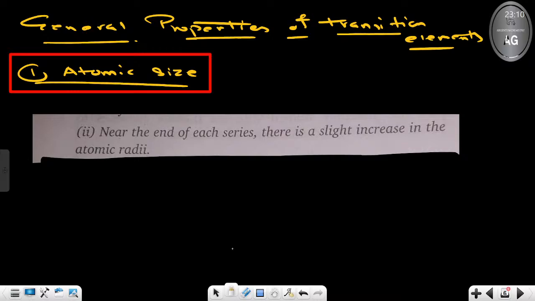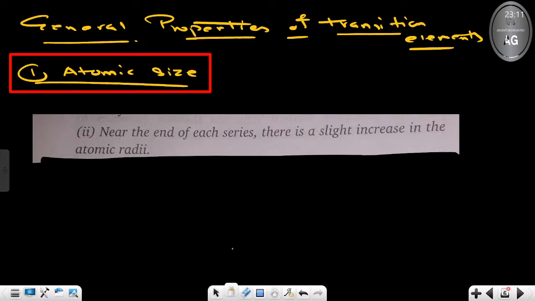Near the end of each series, and this is from your book, you can see, there is a slight increase in the atomic radii. This is a very important question. As you are going towards the end of the series, whether it is the group zinc, cadmium, mercury, their size is comparatively more than the preceding element. What should have happened is the size should have decreased. So zinc should have got the least size, but this is not the case. Zinc, cadmium, mercury all are having greater size than the preceding element. Why? The question is why?